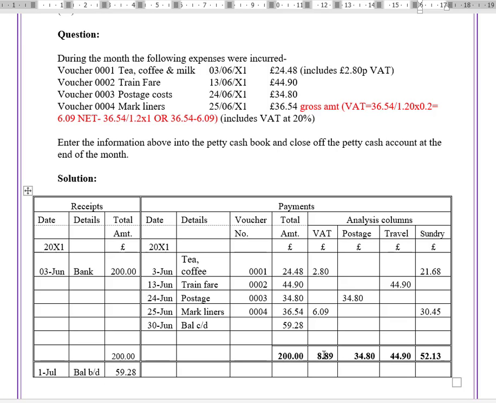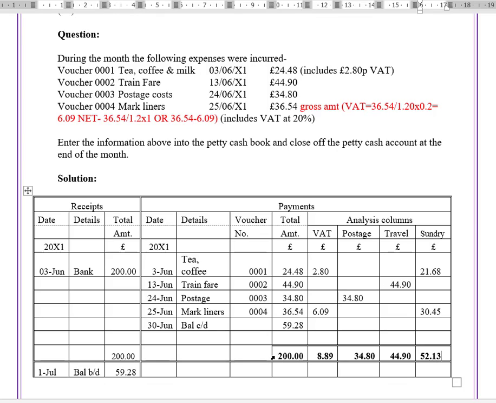Please remember, your petty cash account is a T account. We want to close the total amount column against the total amount column on the other side. So the debit total amount column, what is that total? Write it down. Credit side, the total amount column, what is that total? Write it down, then get the difference, and that is me closing my account.